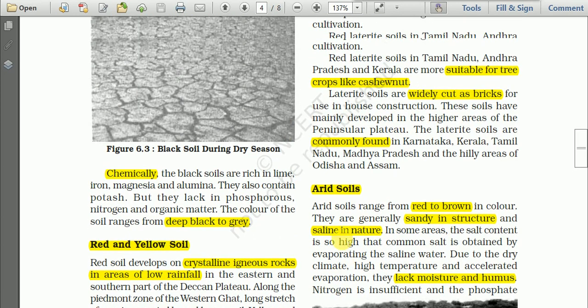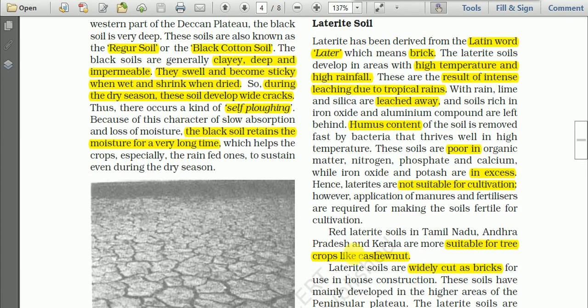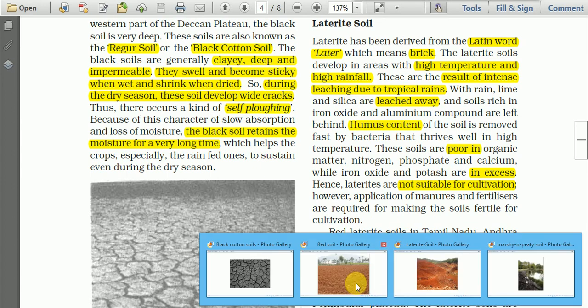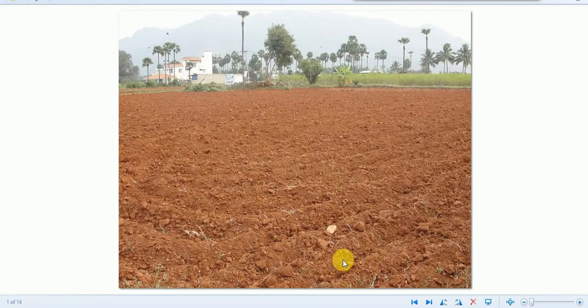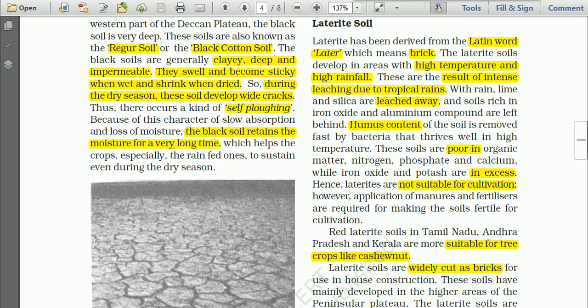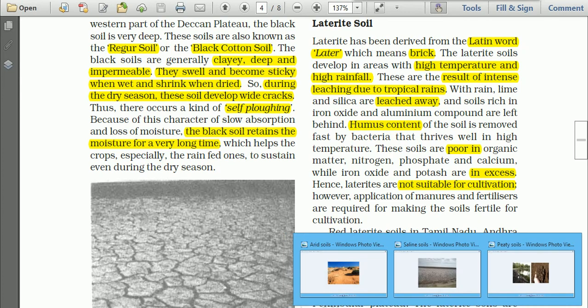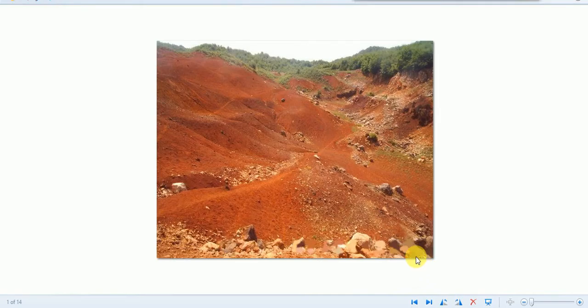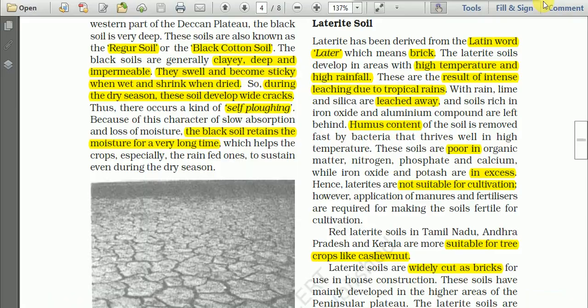So about the red soils, this is a photograph showing red soil. Here the color of the soil, as you are seeing here, is almost red. So this is also, no, this is not red soil.